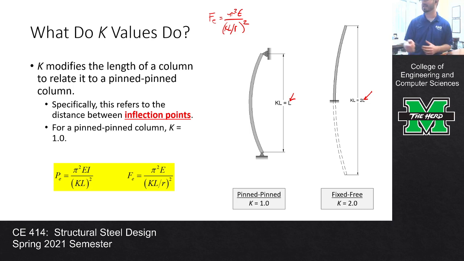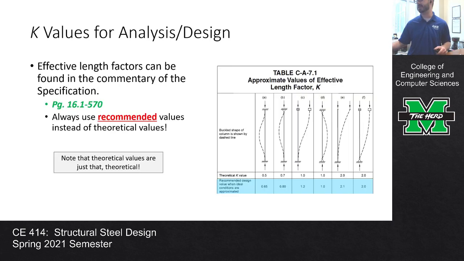So for this fixed-free situation, K is 2. That would be the K value for a fixed-free column. And so you can see here I've just got a different expression for Fe. That's actually a really easy thing to handle. We just introduce an effective length factor. And the nice thing is the code provides these for us in a really easy resource.